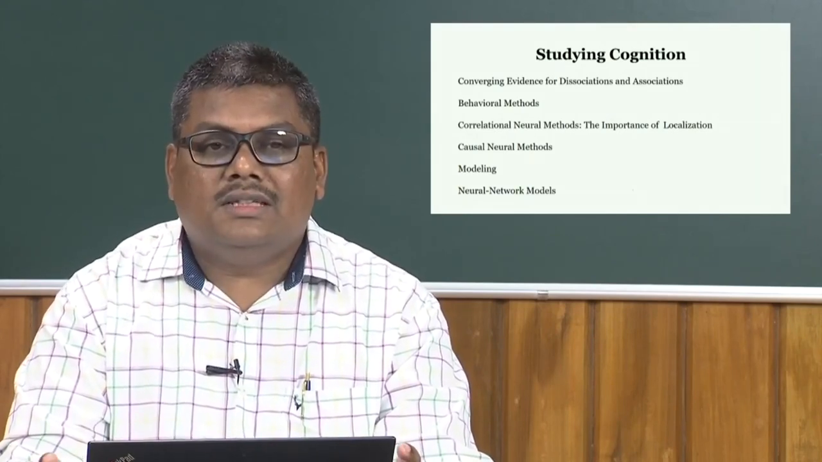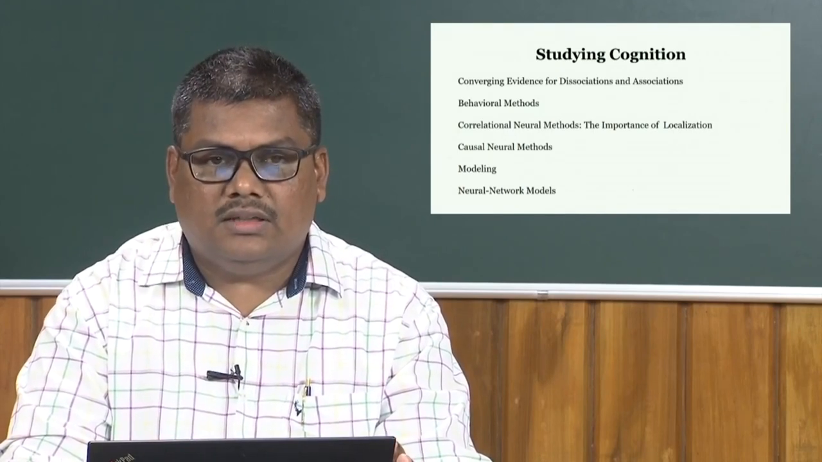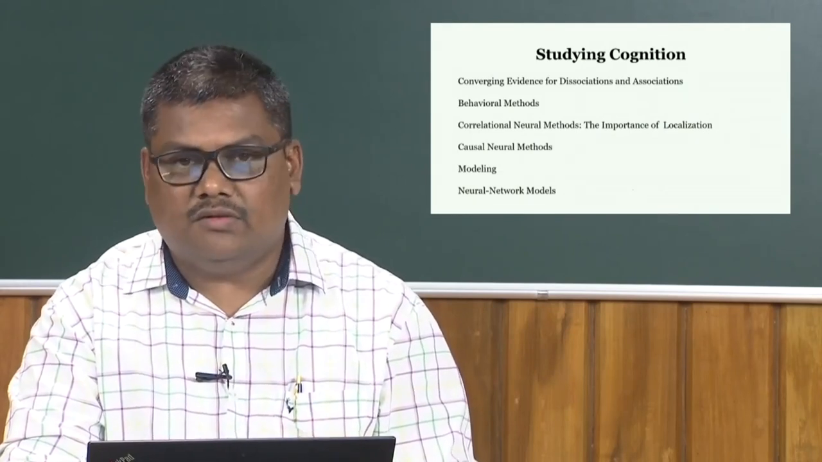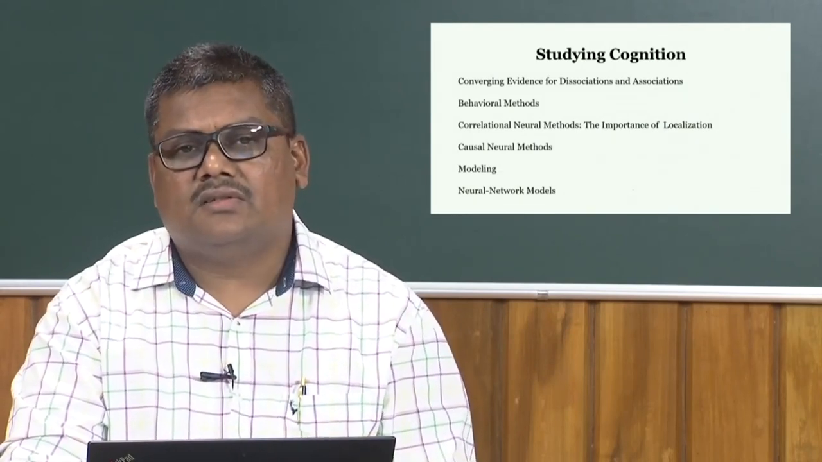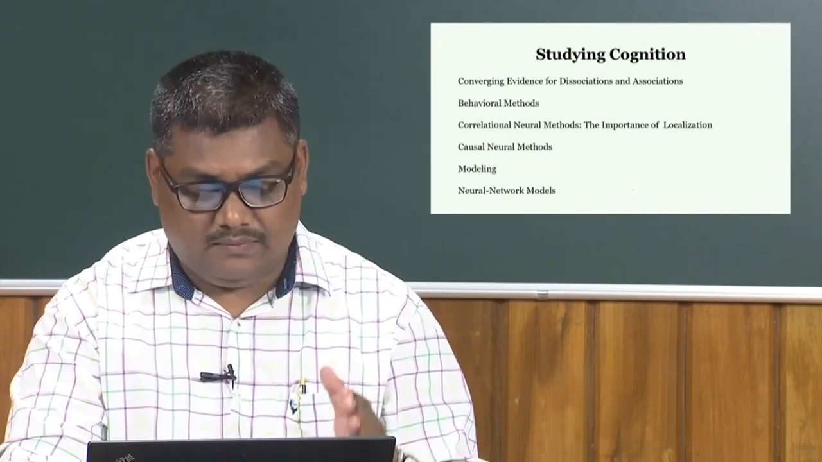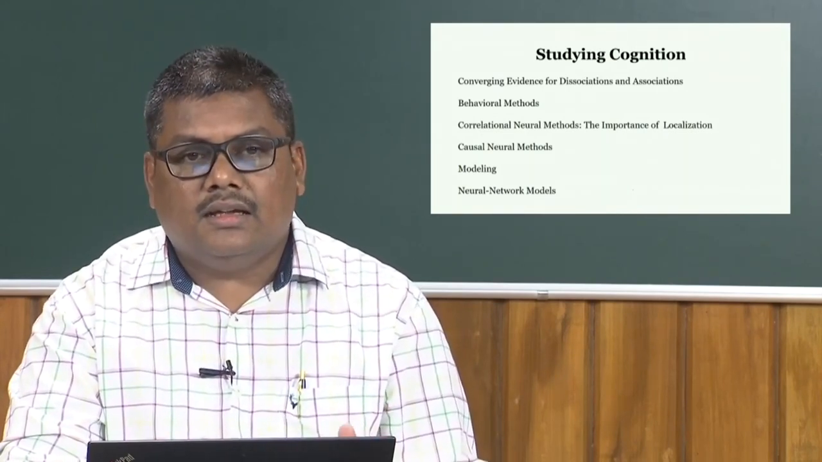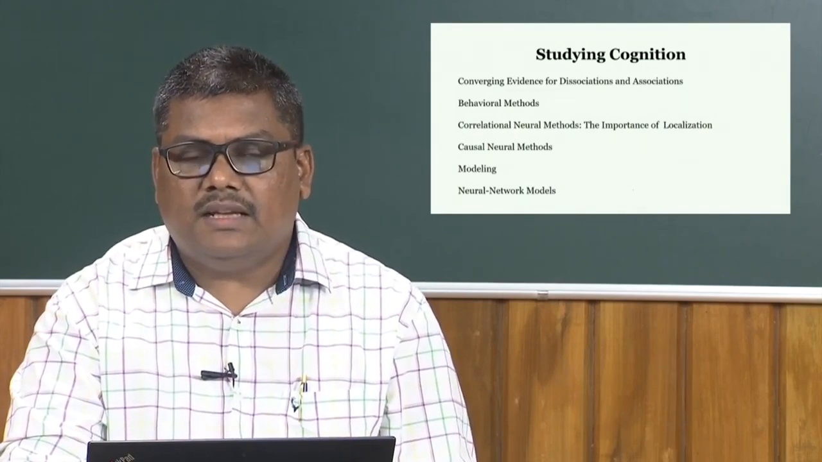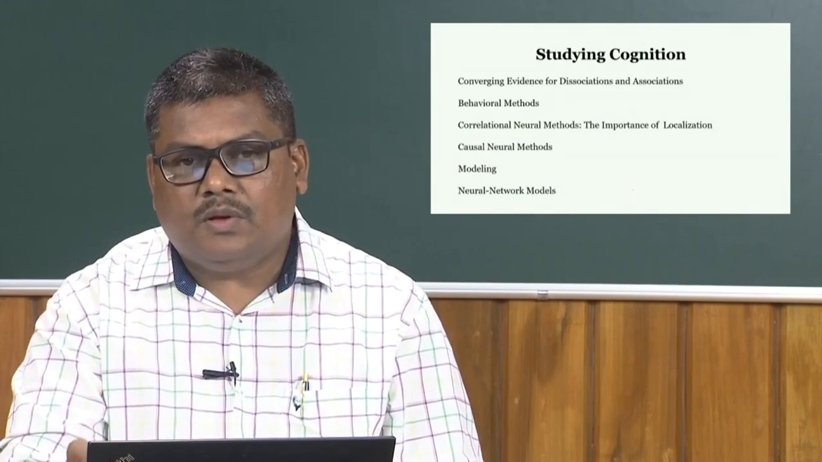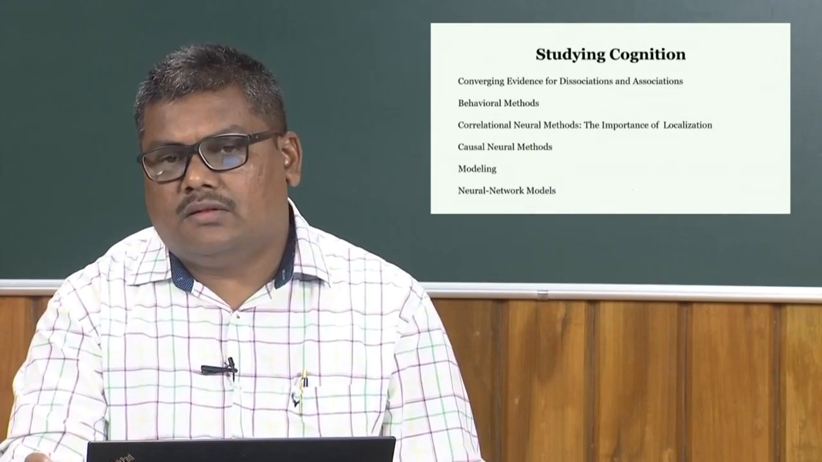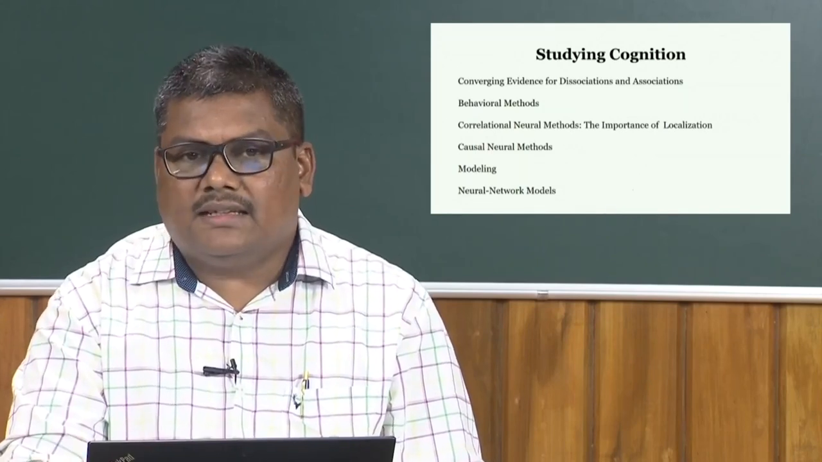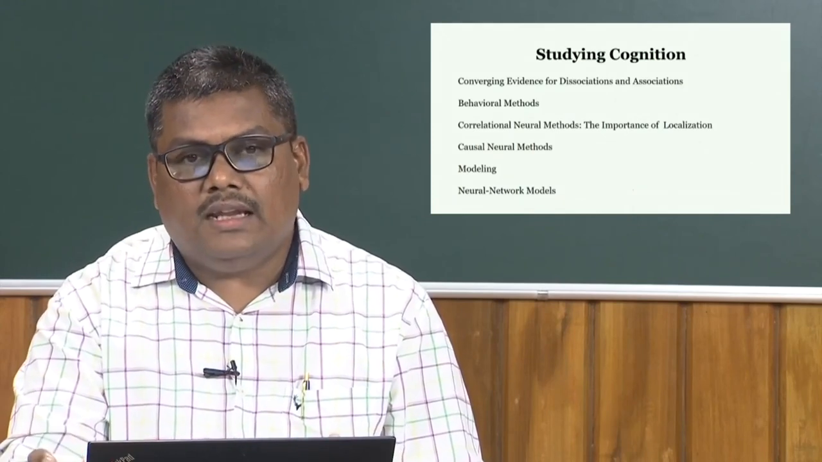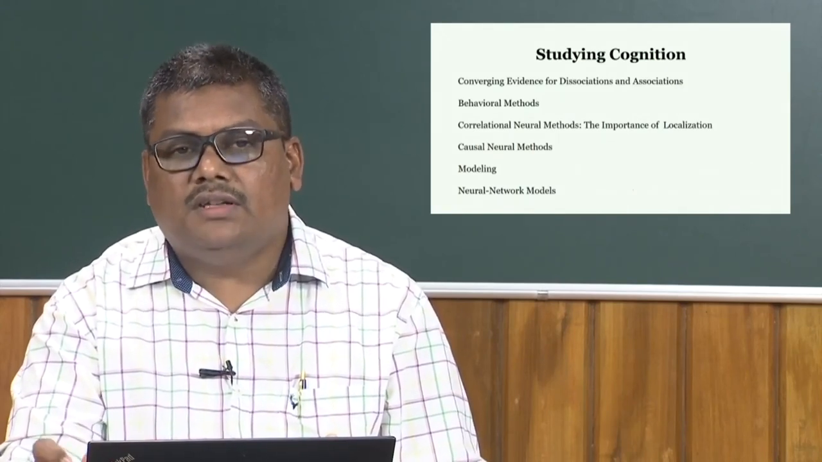Now, the general goal of cognitive psychology is to study dissociations and associations at the level of the brain. When I say dissociation and association, what is it that I actually mean? Dissociation is a term which explains that if two processes or two mental acts give rise to activation in one area of the brain, how do we dissociate it?